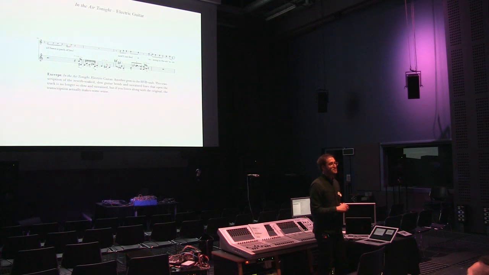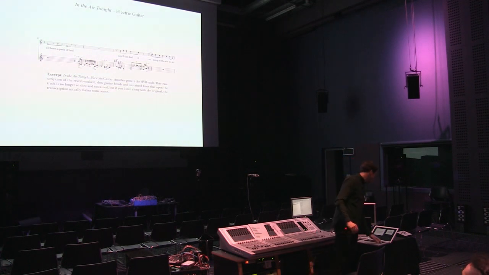Sometimes the music is thoroughly transformed and sometimes it's less transformed. This is an example where it's pretty thoroughly transformed. This is a transcription of the electric guitar part to In the Air Tonight, which if anyone knows the tune, it's just this long glissando. The new part is not at all anything like a glissando. I tuned it to be really, really sensitive to small fluctuations, and it ended up jumping all over the place.